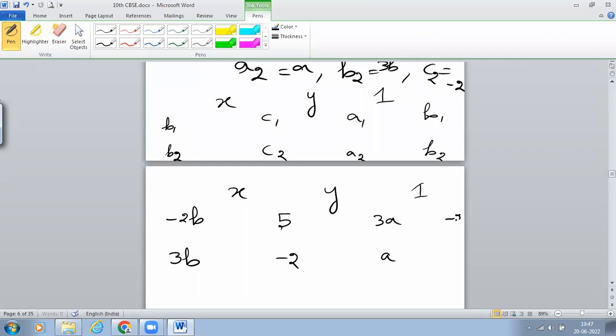B1 is minus 2B. I'll write it here, this is minus 2B. And here we have to write 3B. After this, the cross multiplication is very simple.